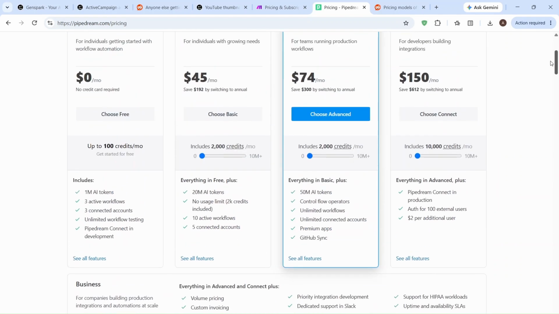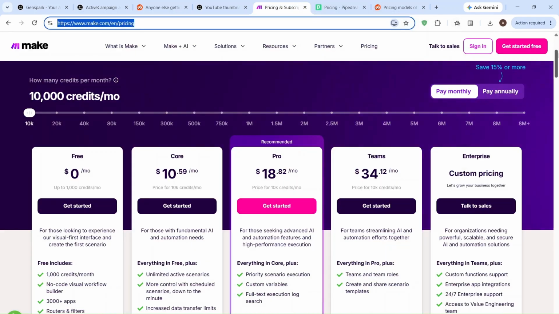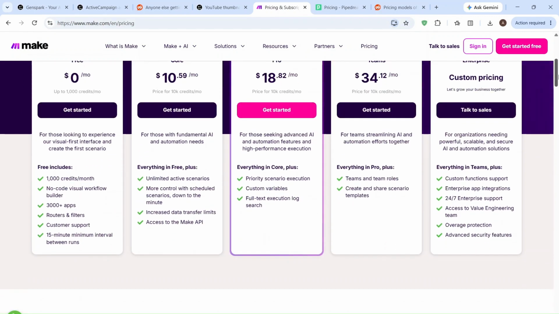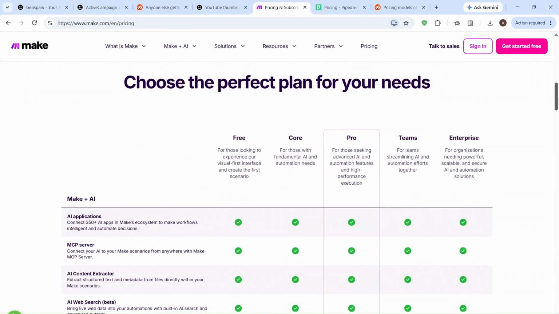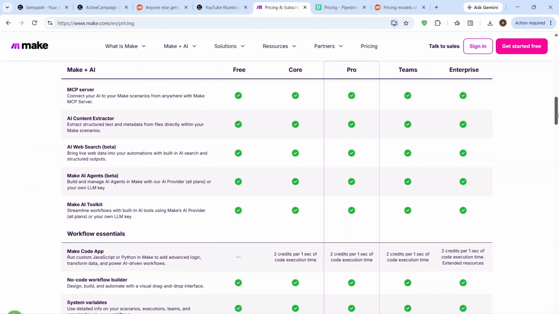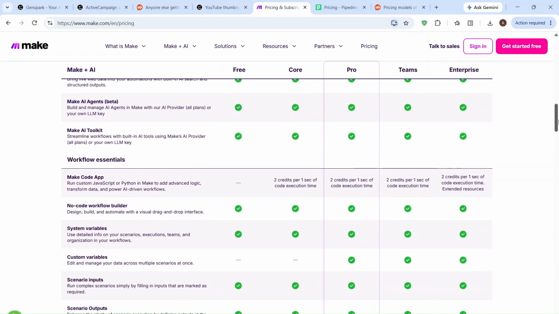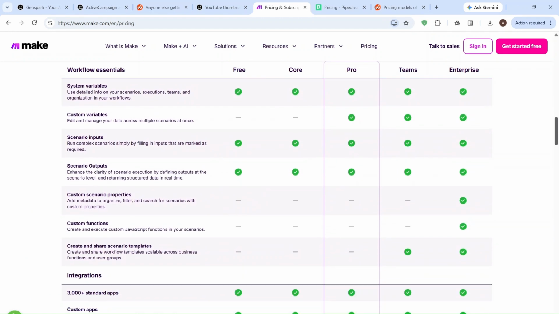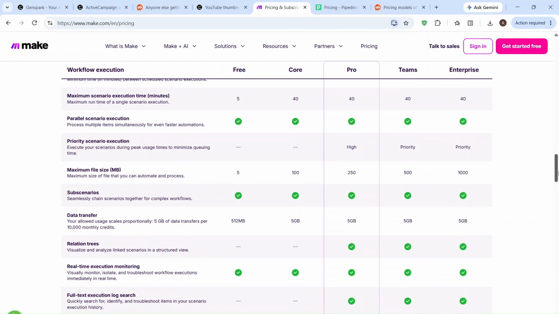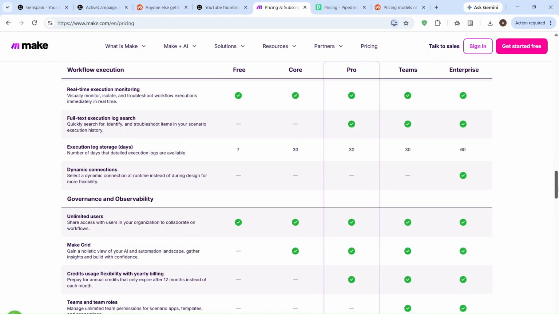This is Make, and I'll be fair, Make is a fantastic product. Beautiful builder, over 3,000 apps, and a lower entry price. On paper, it looks like the budget winner. But on paper is exactly the trap. You need to understand what credits really means here.